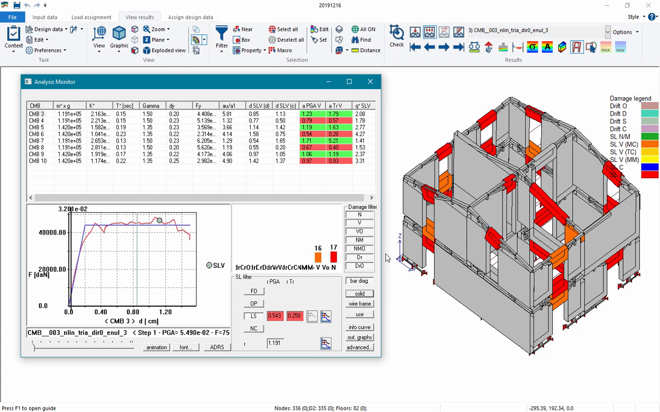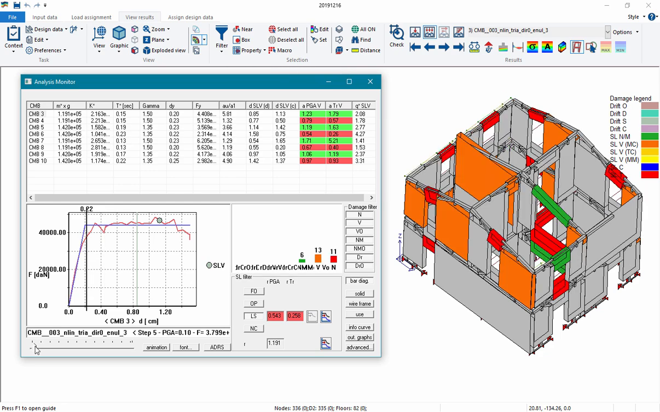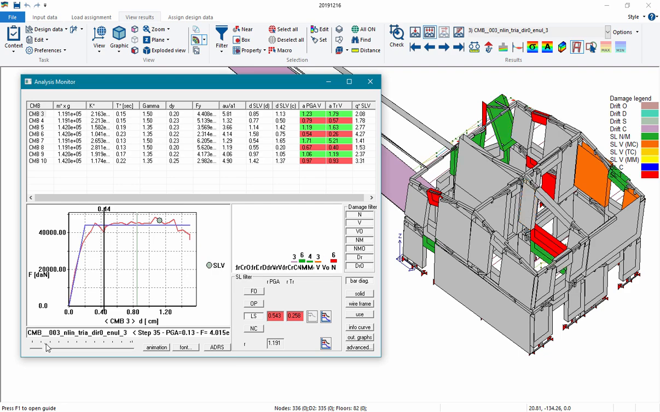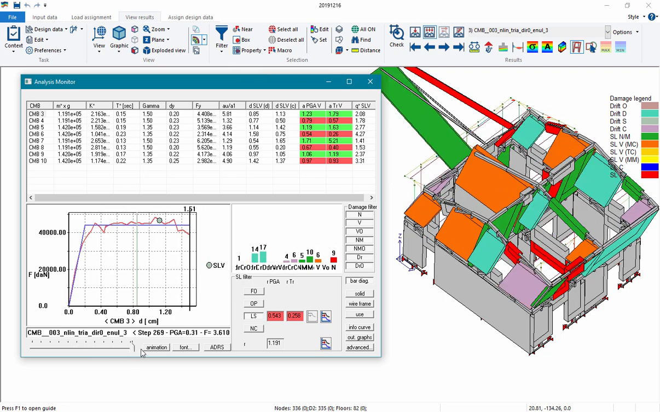To better investigate the damage on the structure, we can turn on or off some of the mechanisms. With this command we can move through the curve and see how the damage on the structure evolves until the collapse of the structure, the last point of the capacity curve.